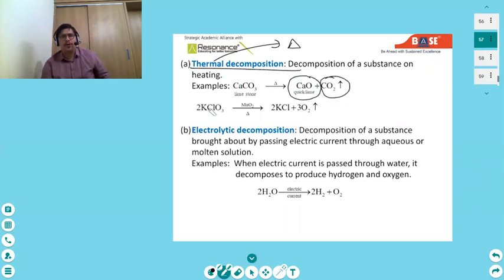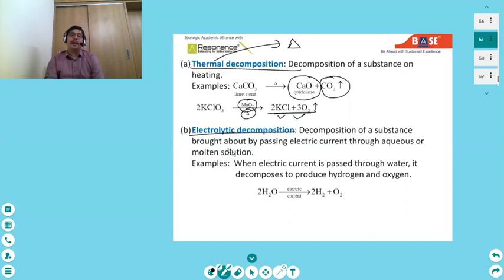Or you take potassium chlorate, 2KClO3, in the presence of MnO2, manganese dioxide, as a catalyst. When you heat, you get 2KCl and oxygen. So here you see it is compound and element. So combinations are there: either you get element and element, element and compound, or compound and element. Generally for your level we focus on a minimum of one in elemental form. So this is thermal decomposition using heat.